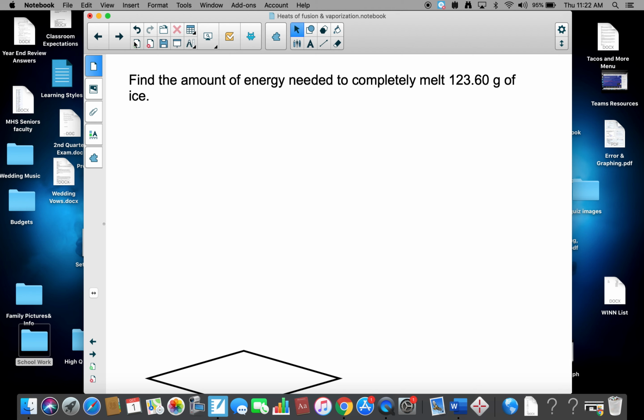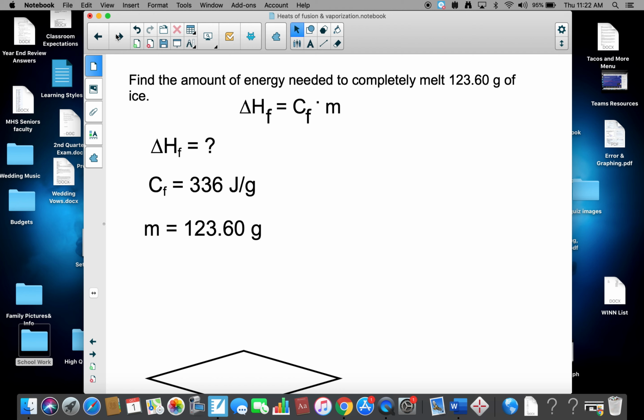Alrighty, so let's take a problem. Find the amount of energy needed to completely melt 123.60 grams of ice. All right, so we take our equation, delta H_f equals C_f times m. We don't know the delta H_f, it's unknown. The C_f is 336, and that's because it's ice. Ice is solid water. And the mass is 123.60 grams. So there's no rearranging the equation. We just put the values in.